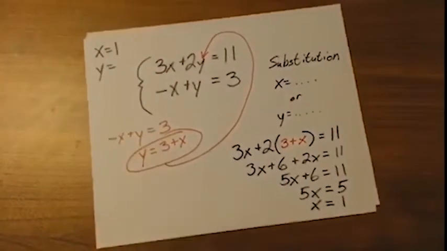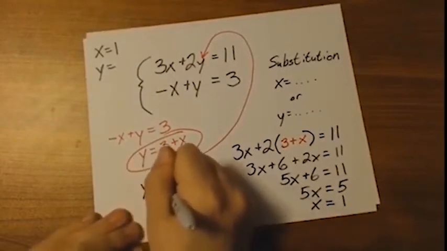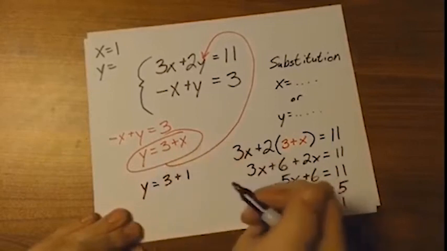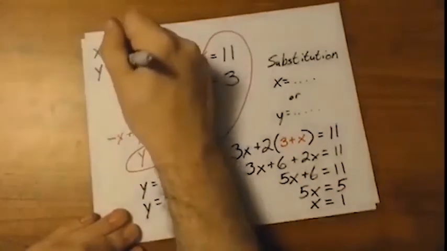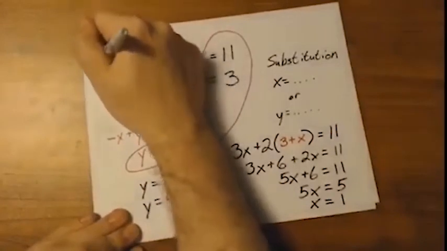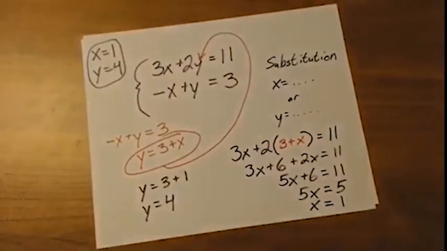But wait, y is 3 plus x. X is 1. So y equals 3 plus 1, which means y equals 4. So our solution is x equals 1, y equals 4.